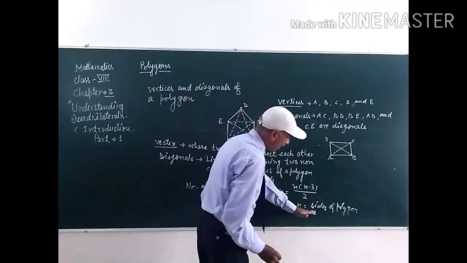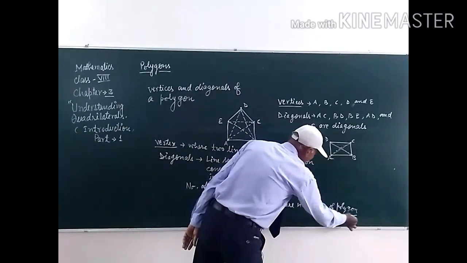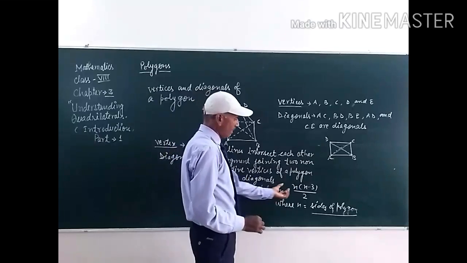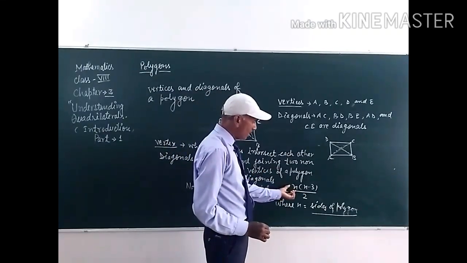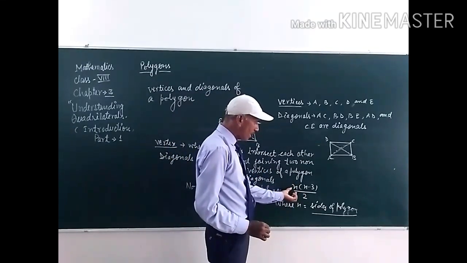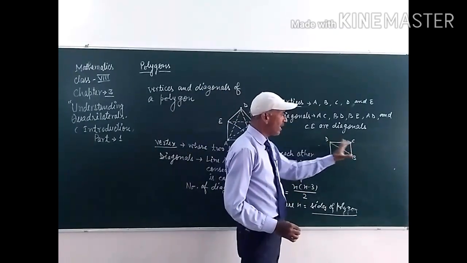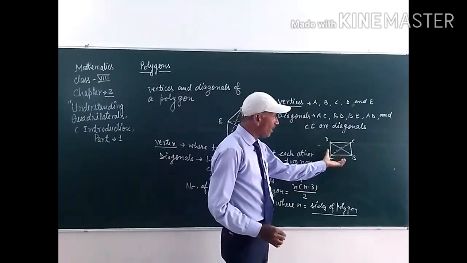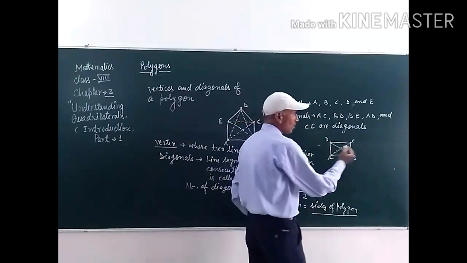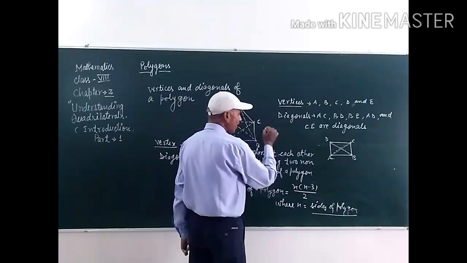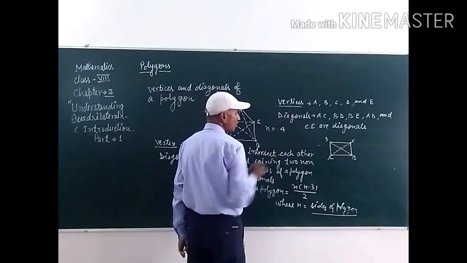n means number of sides of polygon. This one n. Clear, student? In this formula, n is the number of sides of a polygon. Suppose there is 4 sides in this figure. So how many diagonals will be there? We can use this like this. There is 4 sides, so n is equal to 4 here, student.